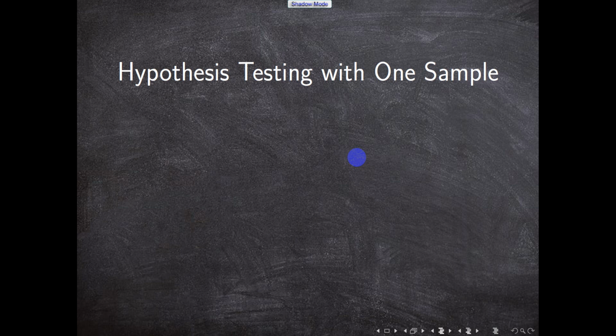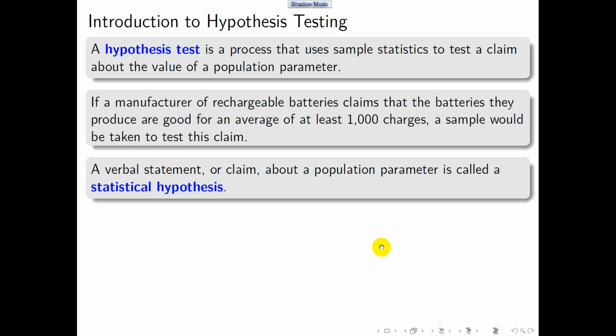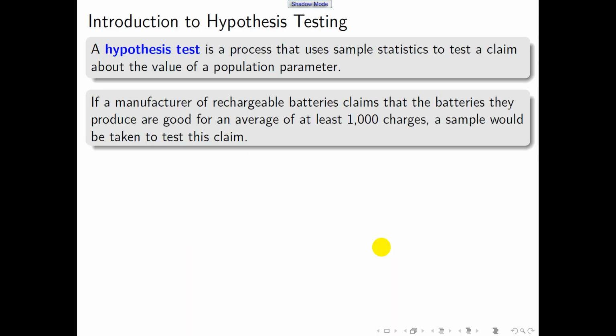Now, let's assume we're given some hypothesis about the population parameter. For example, the manufacturer of the rechargeable batteries says that their batteries are good on average for at least 1,000 charges. Okay, so they are telling us their estimate about the population parameter, right? They say that mu is more or equal to 1,000, right? So now we would like to test this hypothesis.